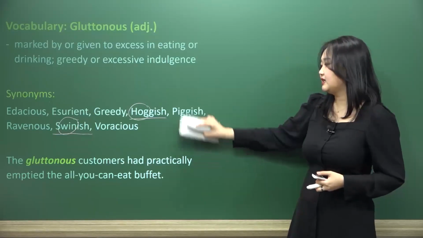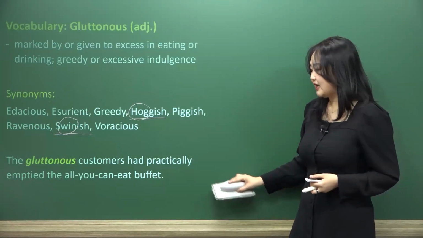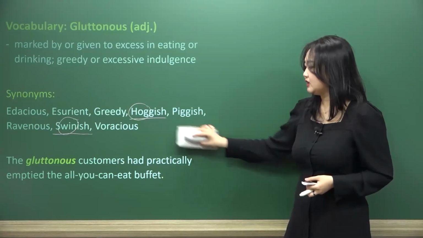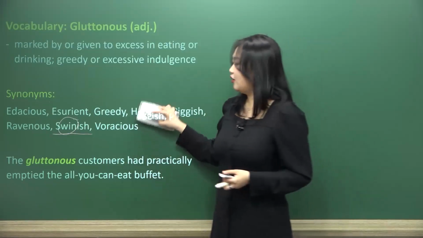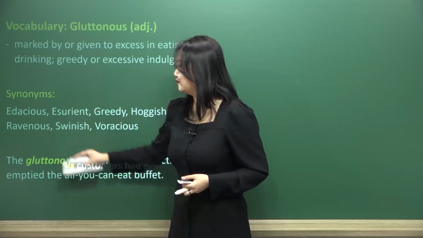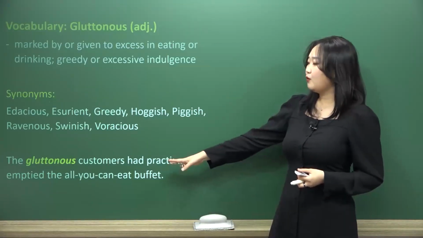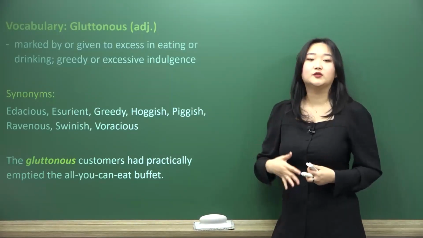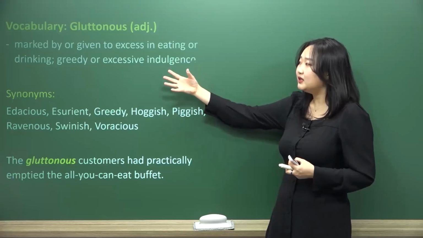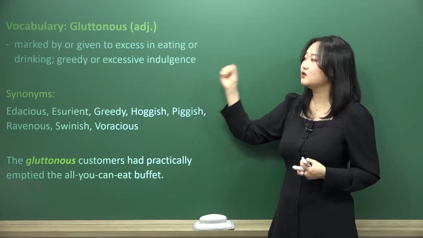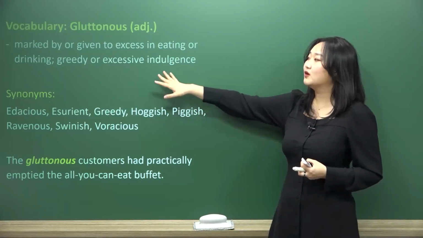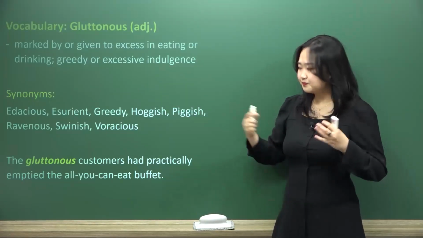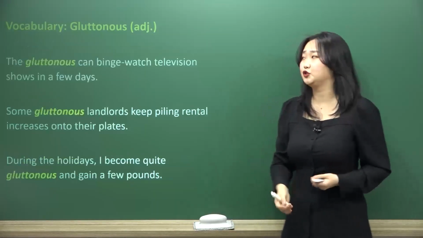So we have sentences like this. The gluttonous customers had practically emptied the all-you-can-eat buffet. Man, if it's an all-you-can-eat buffet, then that must mean that they really ate a lot of food here. They were gluttonous customers. They wanted to eat a lot. They had the ability to eat in excess or drink in excess and also indulge in excess. Constantly this idea that it's a little bit too much.